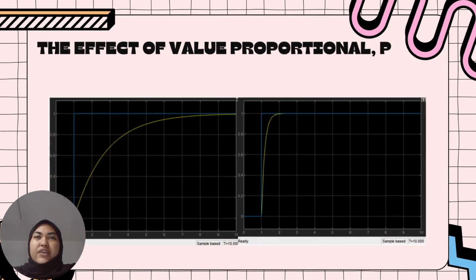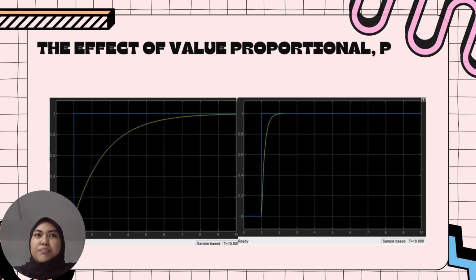First, the effect of the proportional value P. As the value gets bigger, the time it takes for the system to change from transient to steady state is accelerating. The time required by this system becomes shorter. This graph shows the time difference taken for the system to be stable. The first graph is P equal to 1. The next graph is P equal to 10.